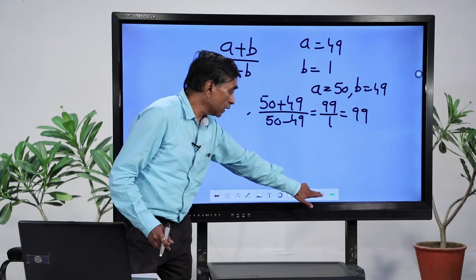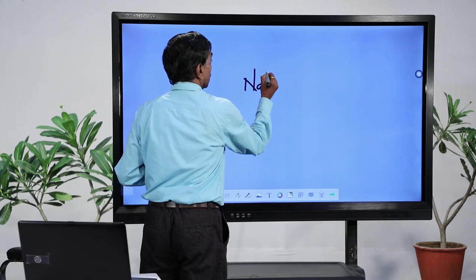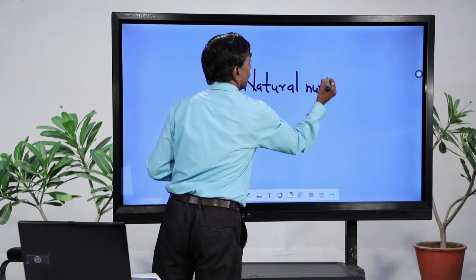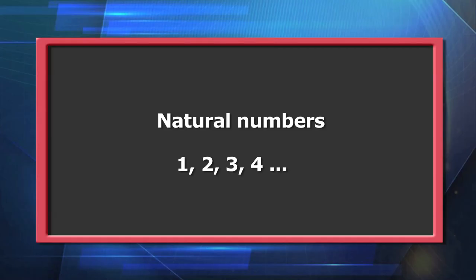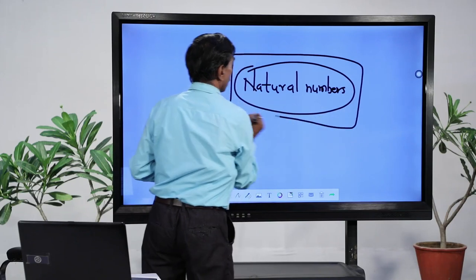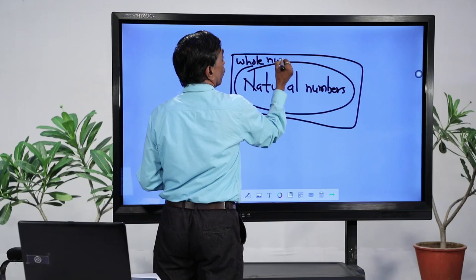So, friends, till now we have discussed the different numbers and concepts about rational numbers, but in earlier classes you have already studied natural numbers, the numbers of the form 1, 2, 3, 4 and so on. We found that the natural numbers are contained in the box of whole numbers.